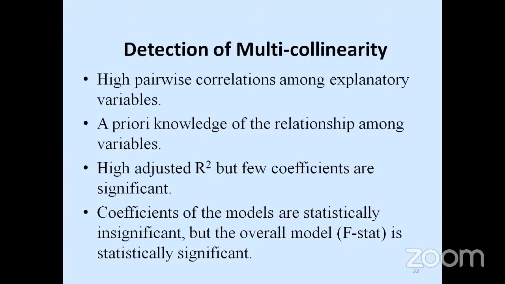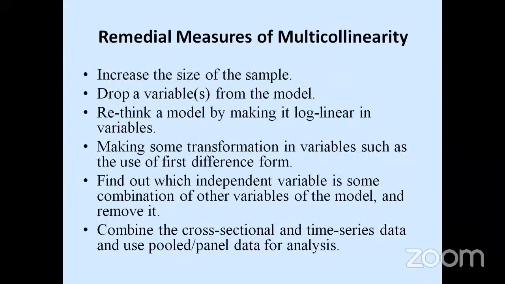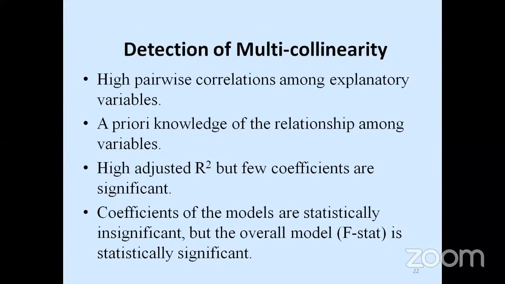So how to detect this multicollinearity? High pairwise correlations among the explanatory variables. It is a very fundamental one. If there is a high correlation, it is understood that there is multicollinearity. A prior knowledge of the relationship among the variables. High adjusted R square, where the coefficients are statistically insignificant, but overall the F statistic of the model is statistically significant. So if we see the T stats, they will be insignificant, but F will be significant. From this kind of thing, we understand that there exists multicollinearity.